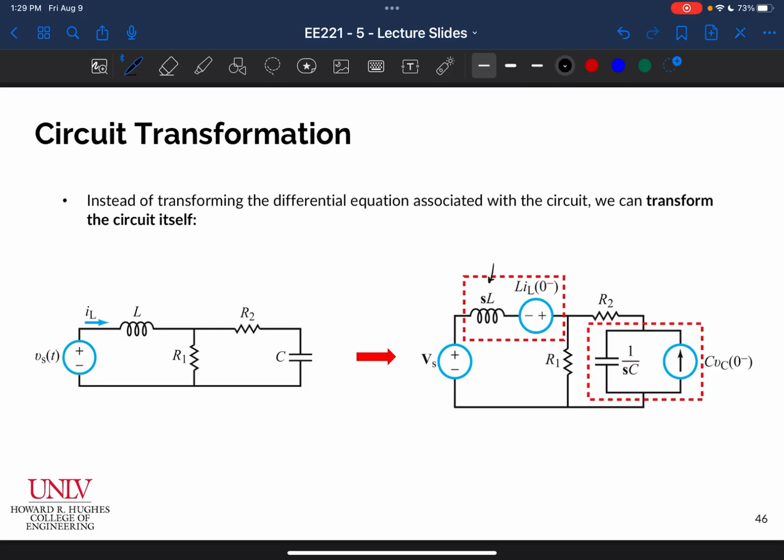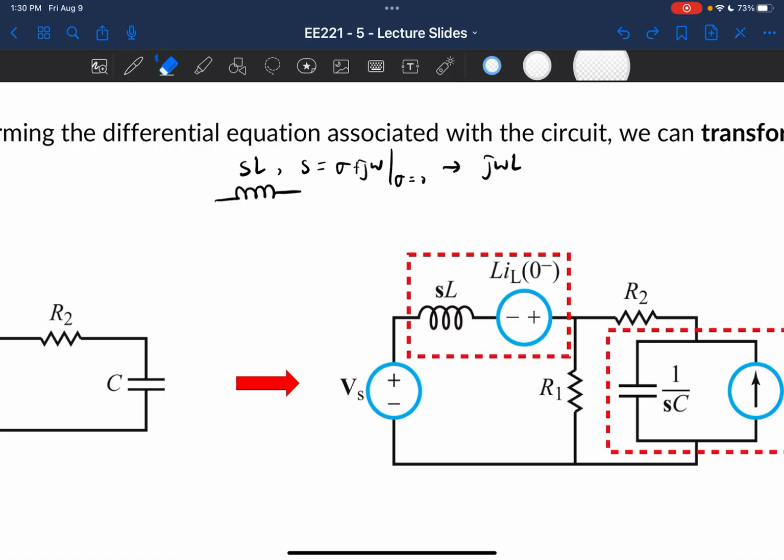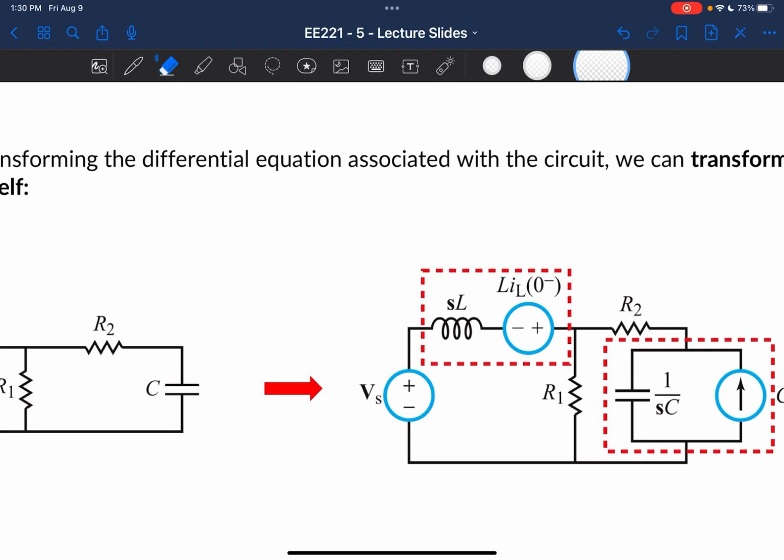Again, it's not the same thing as saying j omega L because we're not doing frequency response. This is completely different, but it looks similar and it's familiar because when we were doing the transformation into the phasor domain, we were basically saying we're going to assume that our impedance is S times L, but we're letting S equal sigma plus j omega when sigma is equal to 0, which is why this eventually just became j omega L. And so now we're doing the same thing, except we're not assuming sigma is 0, so we just write it as S times L for the S-domain expression for the inductor, and similarly for the capacitor.